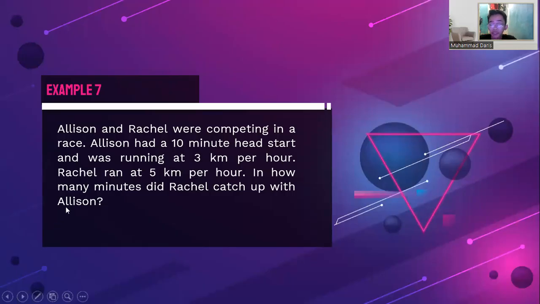Okay, example 7. The question is, Ellison and Rachel were competing in a race. Ellison had a 10-minute head start and was running at 3 kilometers per hour. Rachel ran at 5 kilometers per hour. In how many minutes did Rachel catch up with Ellison?